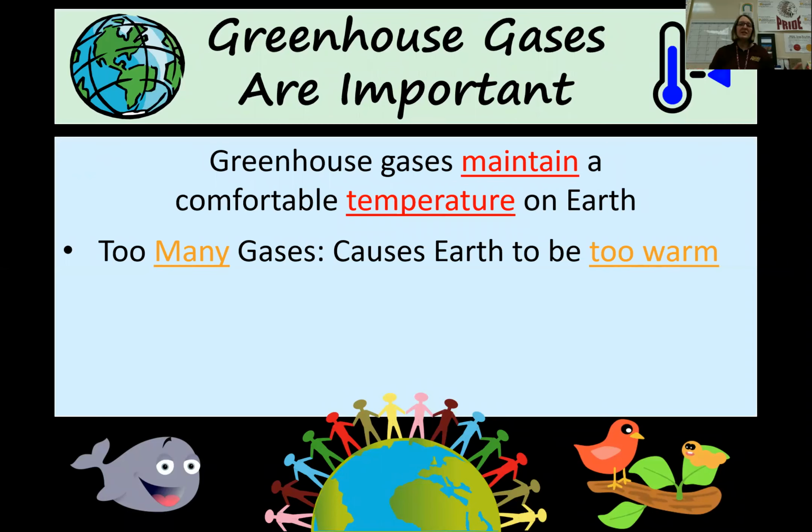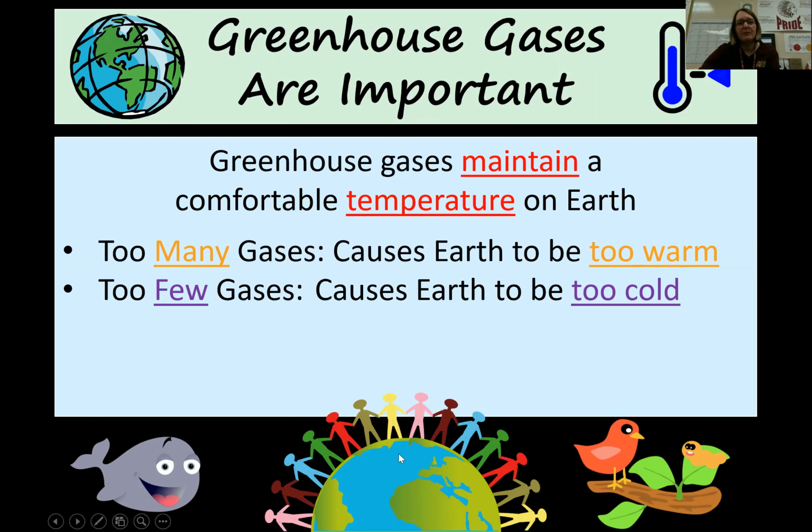Too many of these greenhouse gases being released, the Earth will be too warm, and it's going to lead to changes that occur. And we'll talk about more of those later. Too few gases, and it causes the Earth to be too cold. That's also problematic because then things start to freeze and plants suffer. So we need to have that balance, maintaining that equilibrium here.